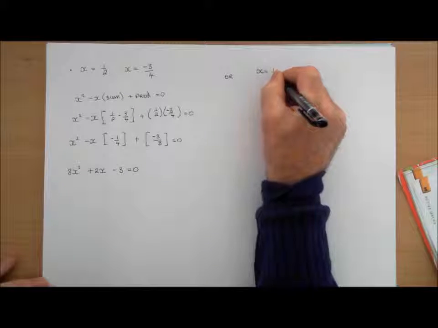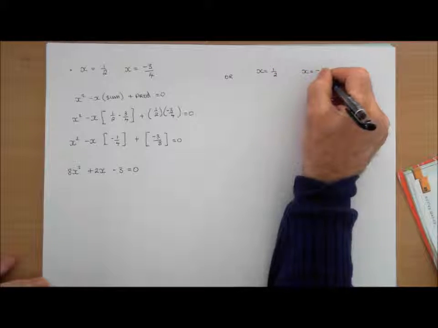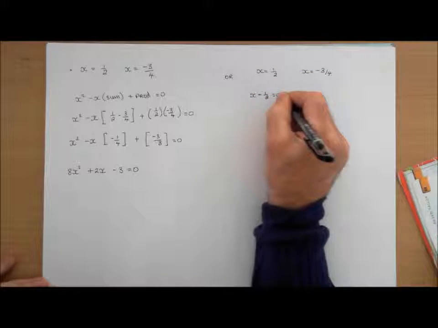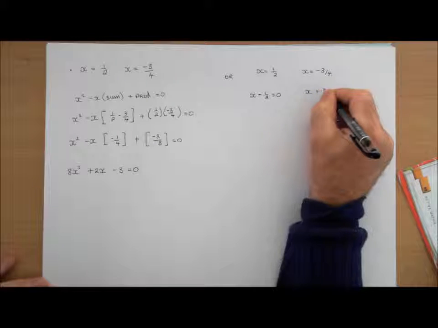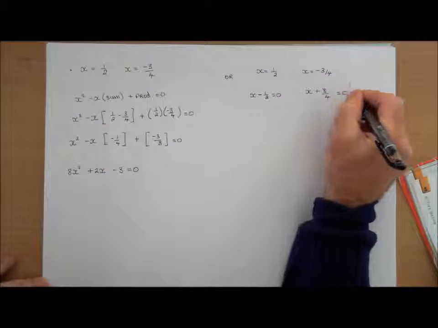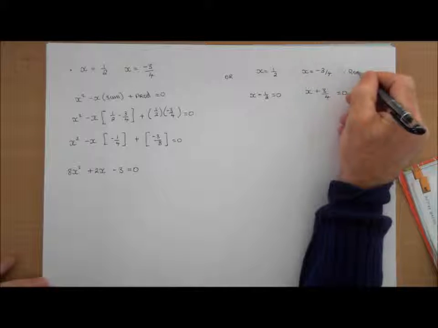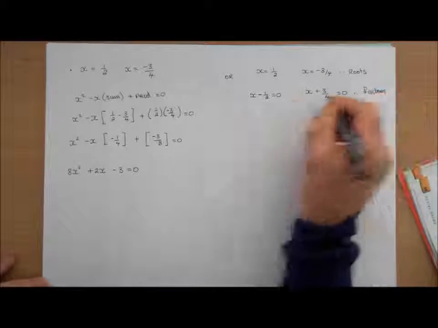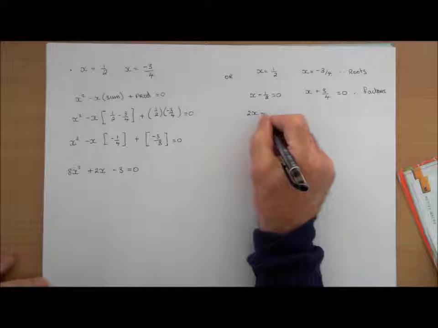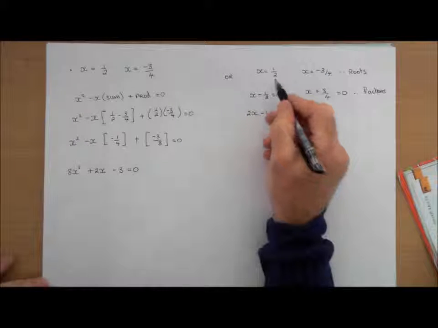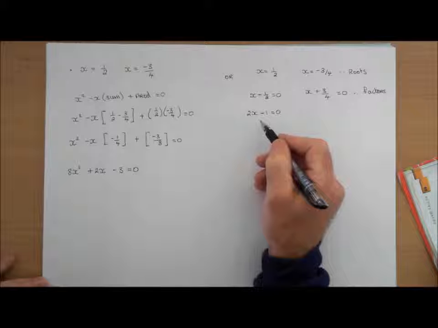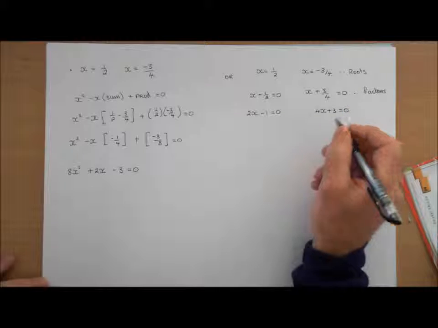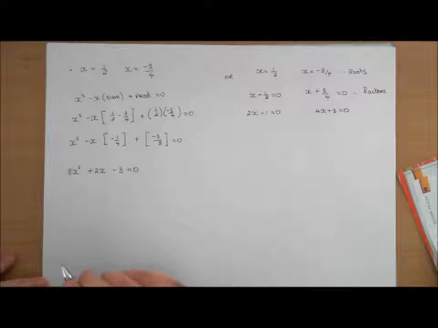Or x is equal to 1/2 and x is equal to minus 3/4. x minus 1/2 is equal to 0 and x plus 3/4 is equal to 0. They're the what? Roots. So these are what? The factors. But I multiply everything by 2. 2x minus 1 is equal to 0. That's how you ended up with x equal to 1/2. And this is 4x plus 3 is equal to 0. And that's how you ended up with minus 3/4.